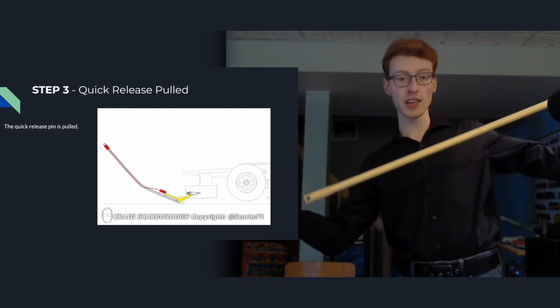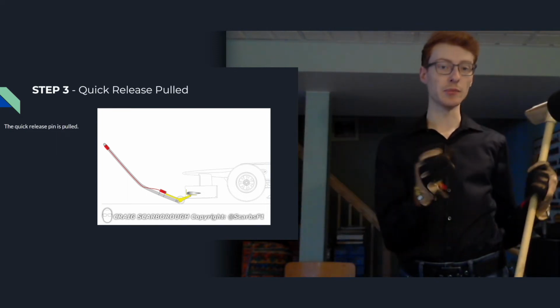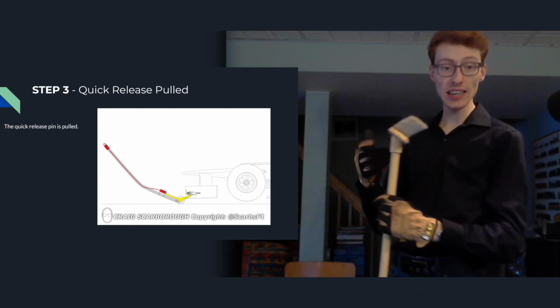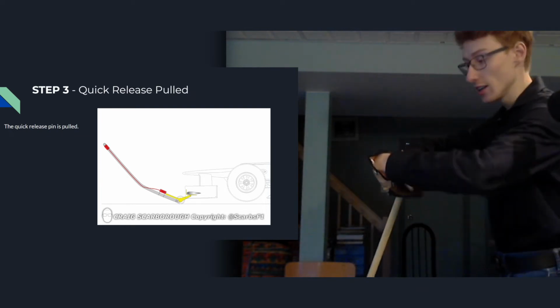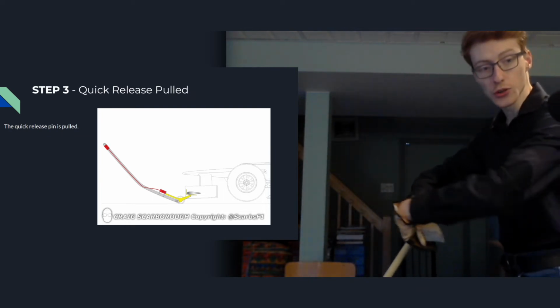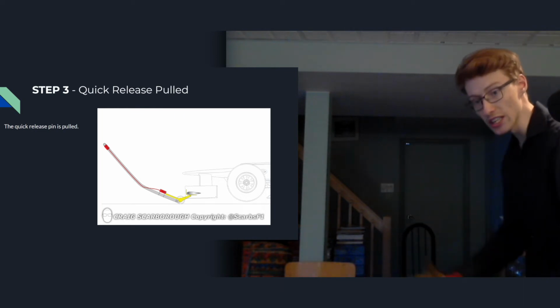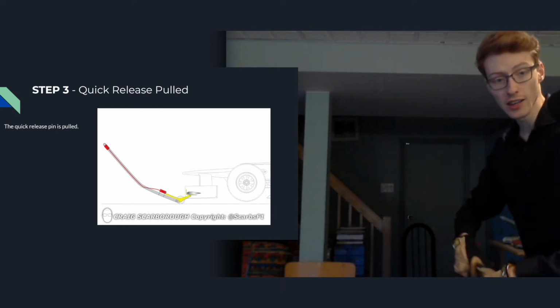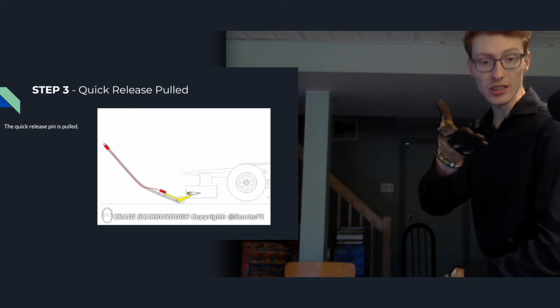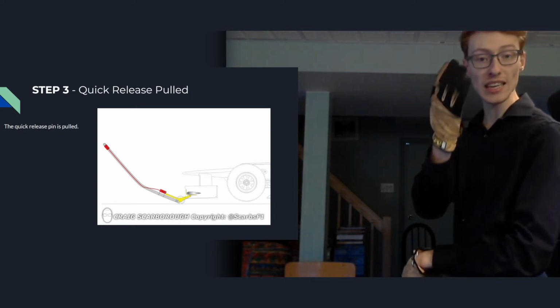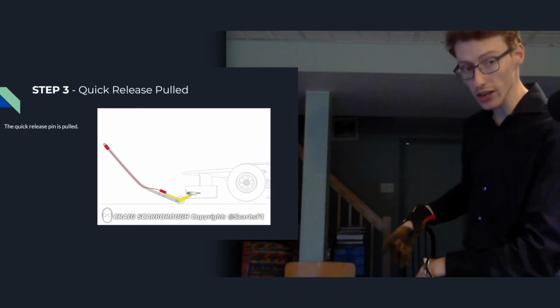Now on to step three here. The quick release mechanism plays a key role here. As we had in step two, the jack is now lifted up, so the car is up in the air. As step three comes along, you can see here that the quick release system plays a key role. It's connected to the handlebars at the top of the jack.